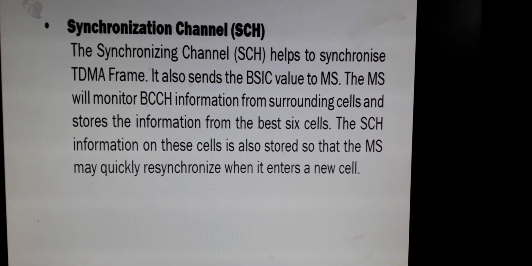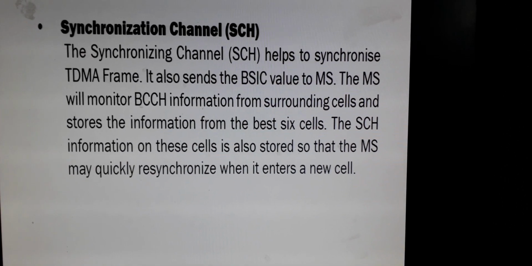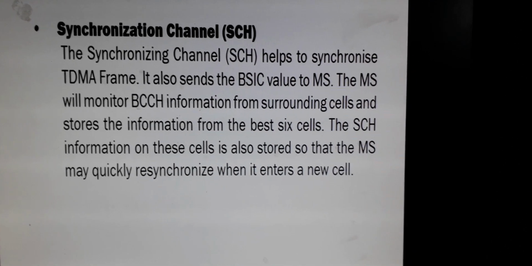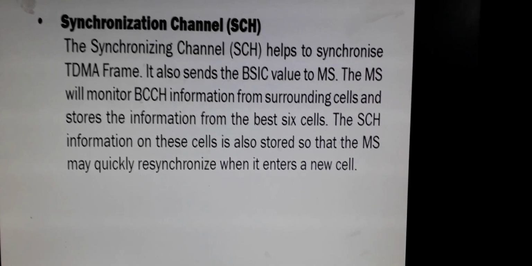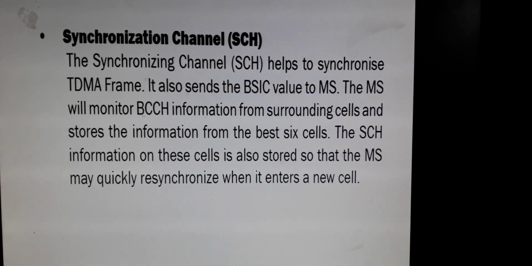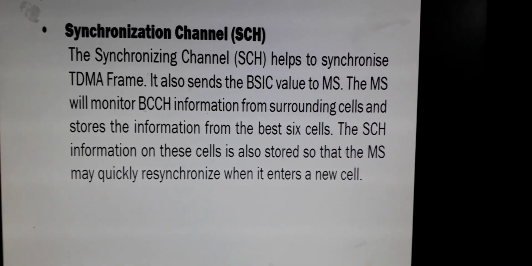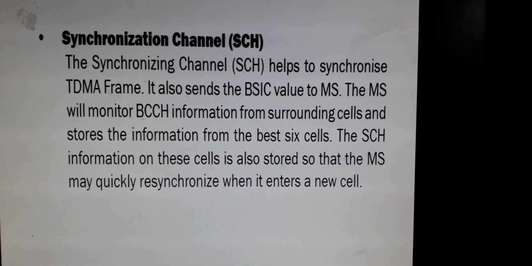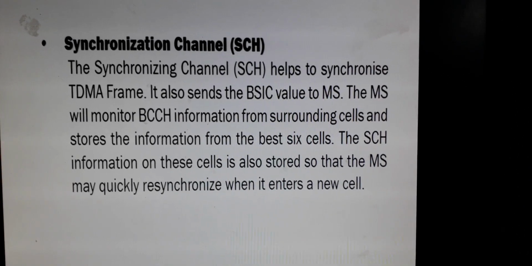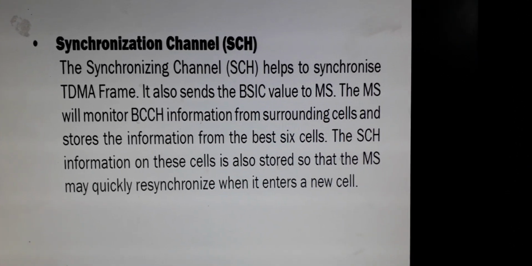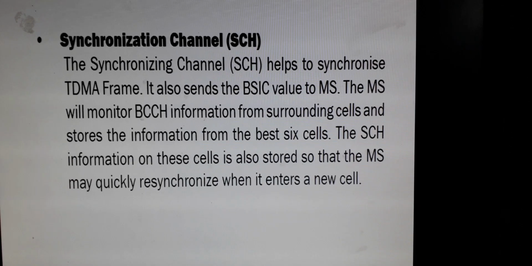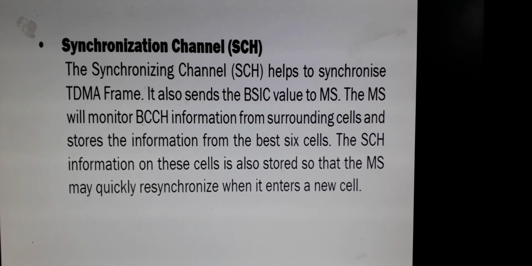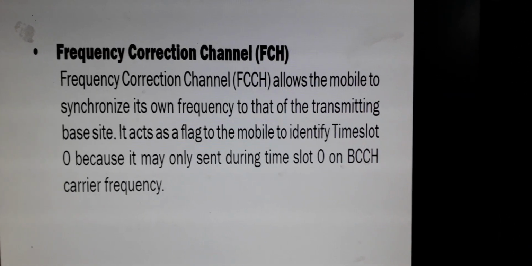The BCCH information always alerts the surrounding 6 cells. It also selects the best 6 cells which have good received signal strength. SCH information is stored for these cells so that the MS may quickly resynchronize when it enters a new cell. Synchronization means, as I explained in class, that if the subscriber is in a call, he will immediately get the next frame in order to maintain the continuity of the clock whenever he enters a new cell.